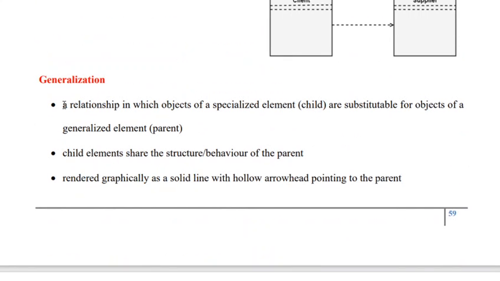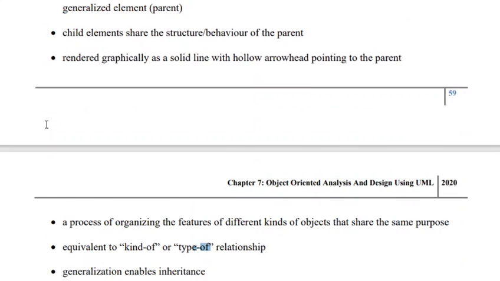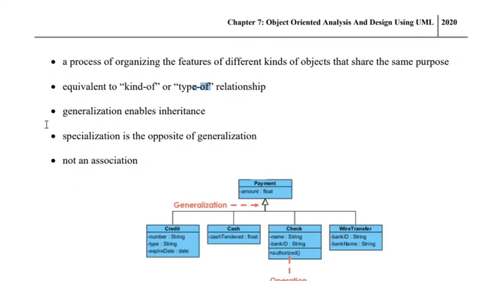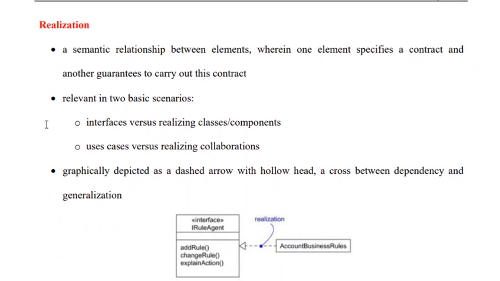So the generalization specialization relationship is a relationship established between the base class and the derived classes, where the base class is a generalized version of the derived classes, and the derived classes are specialized versions of the base class. Now the next relationship that we have is called interfaces. Sorry, realization.